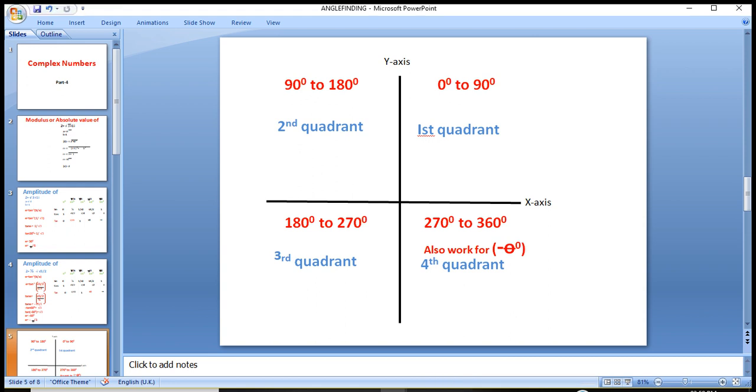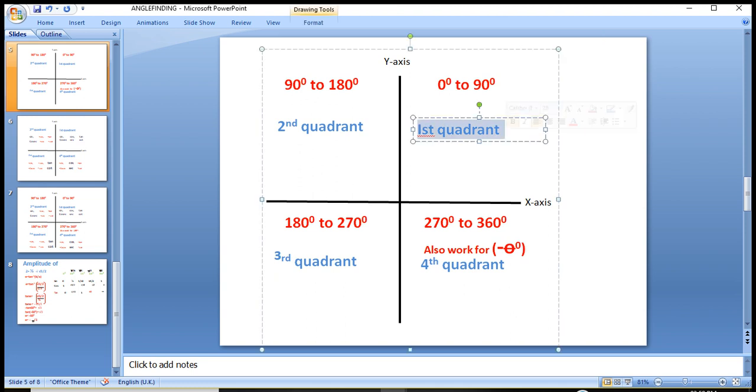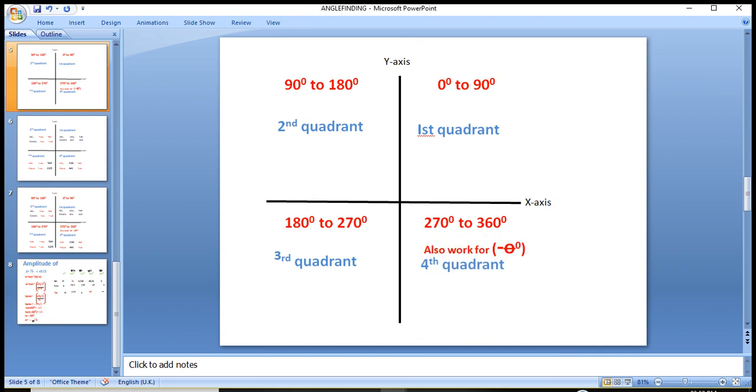The first quadrant has angle 0 to 90 degrees, and the second quadrant area is from 90 degrees to 180 degrees. This is 0 to 90 and this is 90 to 180, and the third quadrant is 180 to 270 and the fourth quadrant is 270 to 360 degrees. So I have taught you here how many quadrants there are, and each quadrant's degrees.